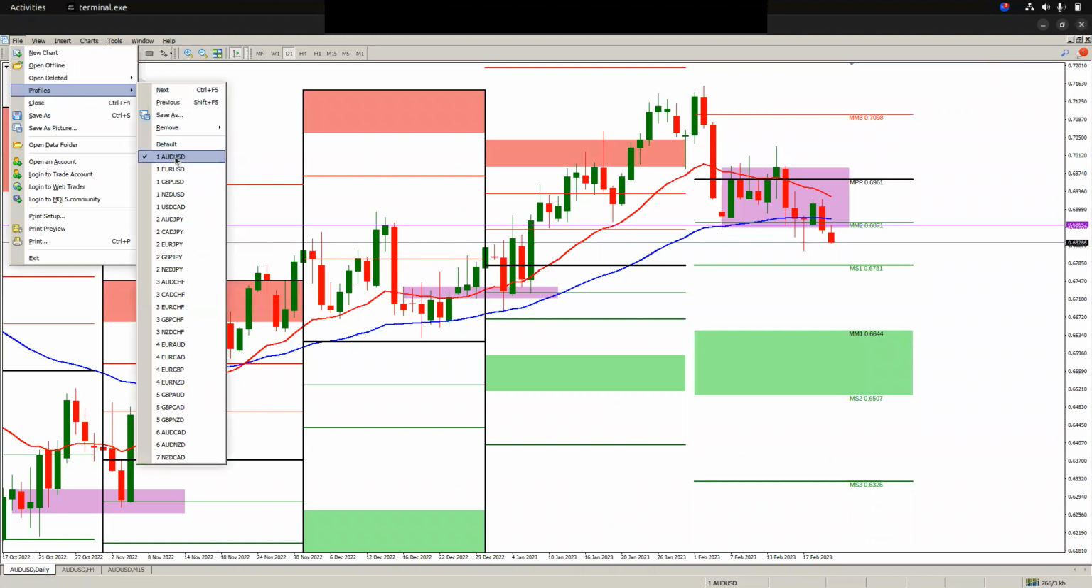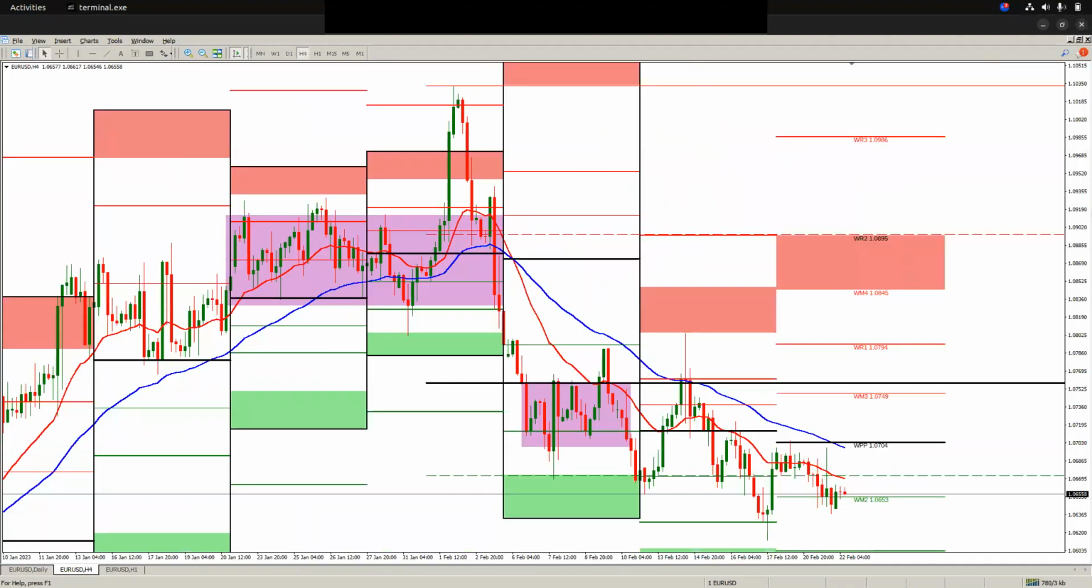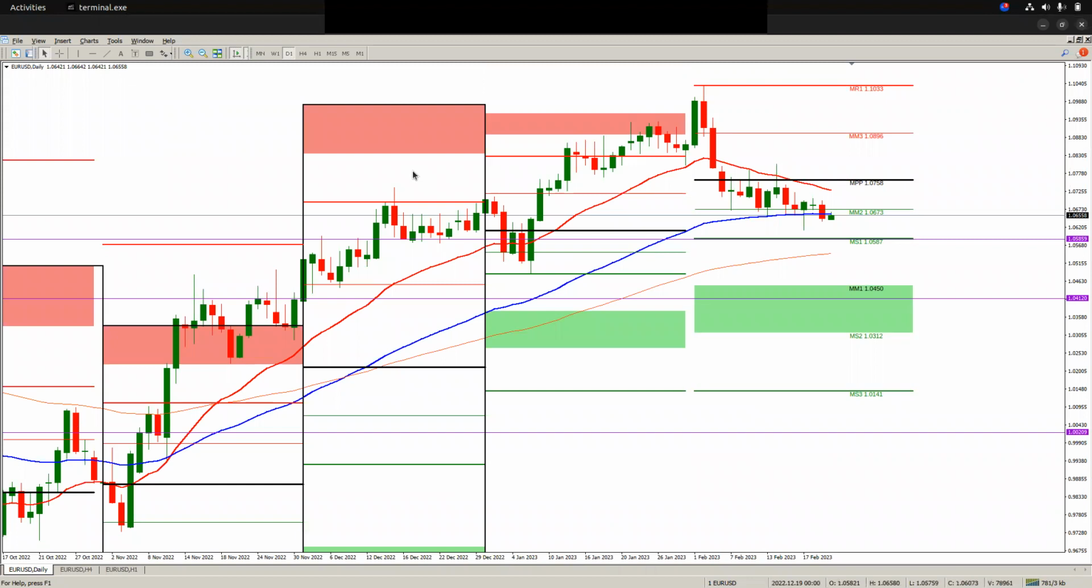For your Euro Dollar, taking a look at the daily time frame, you can see we're still stuck in this range. This is the range over here. Price has broken out of the range, red candle. You're now looking for a pullback up to resistance and then looking for a sell.